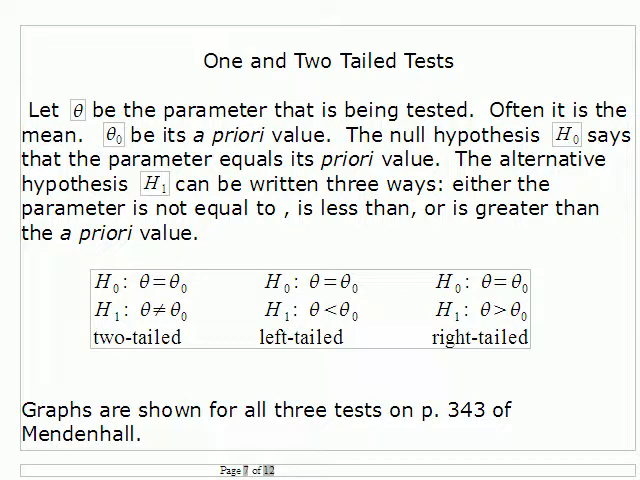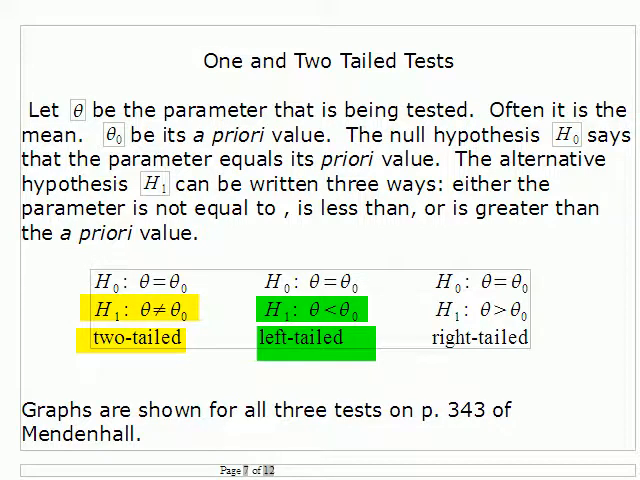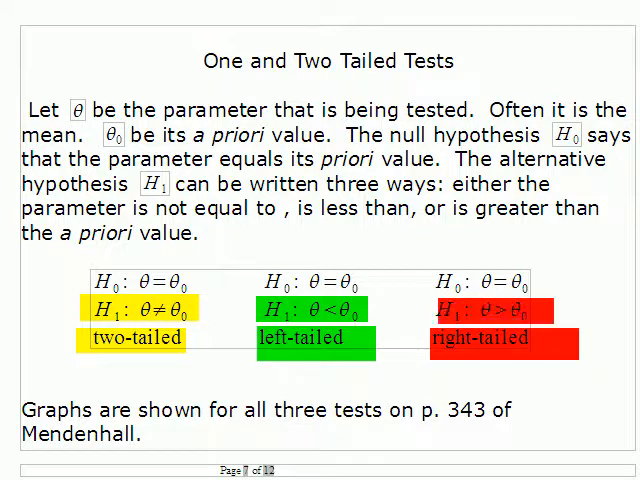Now the one- and two-tailed tests come from the way that the alternative hypothesis is written. For a two-tailed test, the alternative hypothesis just says that the value is not equal to the previously held value. For a left-tailed test, the hypothesis says that the value is less than the previously held value, less than mu naught. I used theta, but you could use mu as well. And for the right-tailed test, the hypothesis would be written this way with a greater than sign.